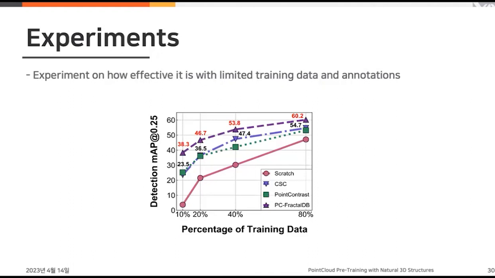And lastly, they also showed how the PC-Fractal database pre-training method shows effectiveness with a limited amount of fine-tuning data. So PC-Fractal here shows considerably superior performance over methods such as CSC, PointContrast, and the model trained from scratch. What is really notable to see is that the smaller the dataset for fine-tuning is, the better the result of the PC-Fractal database is compared to other pre-training methods.